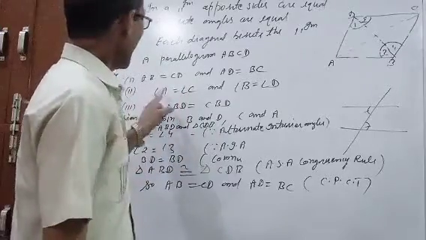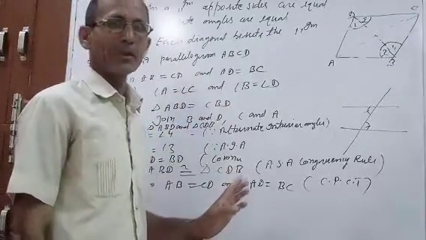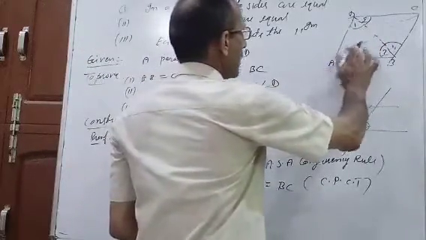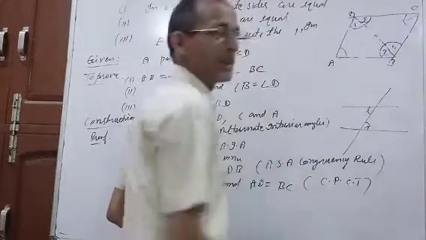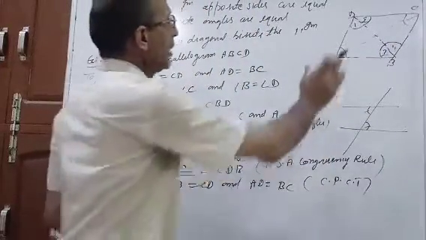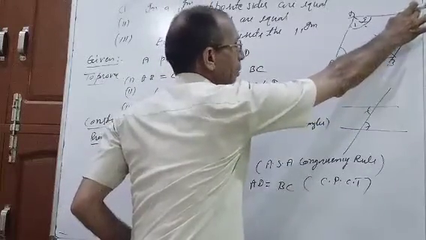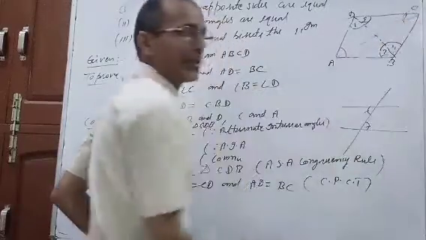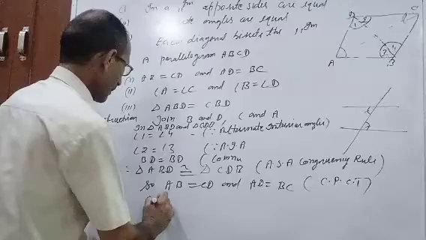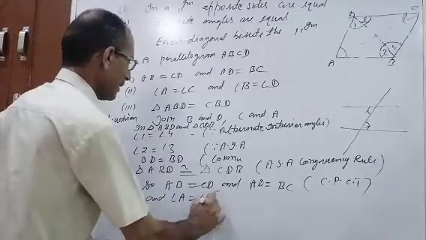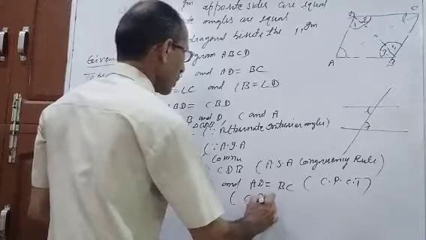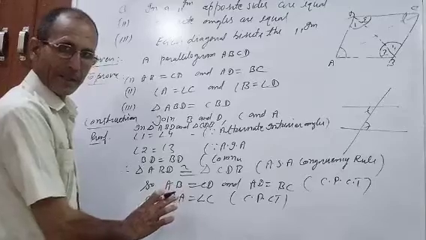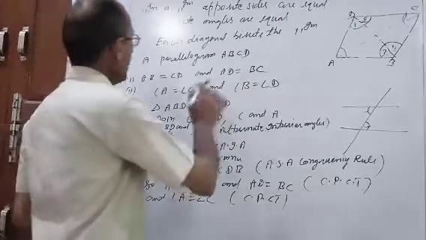So first part is proved. Now the second part: angle A is equal to angle C and angle B is equal to angle D. I just proved this triangle is congruent to this one. If triangles are congruent, then their corresponding parts will be equal. So ABD is congruent to CDB. It means angle A will be equal to angle C. You will write CPCT, corresponding parts of congruent triangles. Any doubt, any confusion?